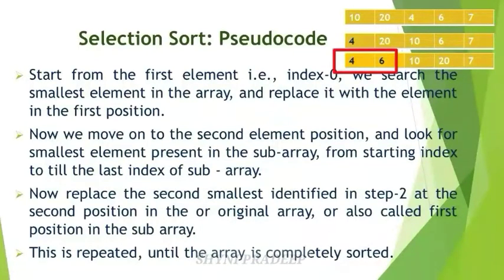Next, leave these 2 elements. Take the next 3 elements. Okay. See here. Now move on to the next element position and look for the smallest element present in the subarray. This is repeated until the array is completely sorted. So it will continue until the entire array is sorted in the respective order.